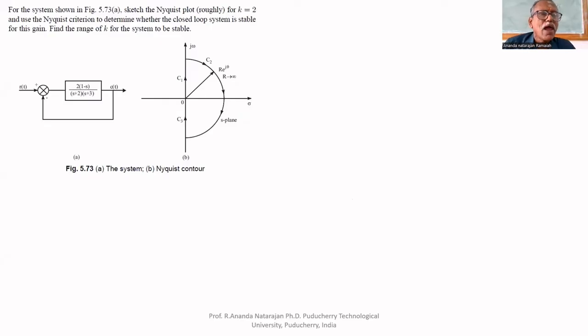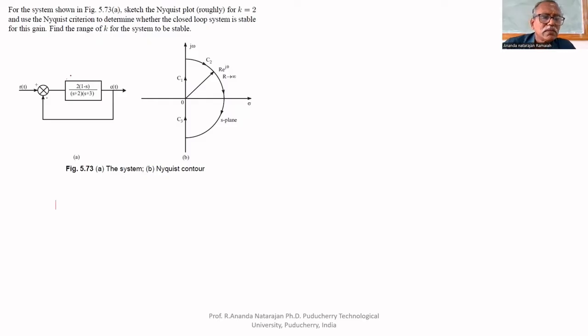For the system shown in the figure, sketch the Nyquist plot. Roughly, for all Nyquist plots, you have to draw roughly, not on graph sheet. You cannot draw it to scale because some points we have to plot at infinity. For k equal to 2, use the Nyquist criterion to determine whether the closed loop system is stable. Then find the range of k for the system to be stable.